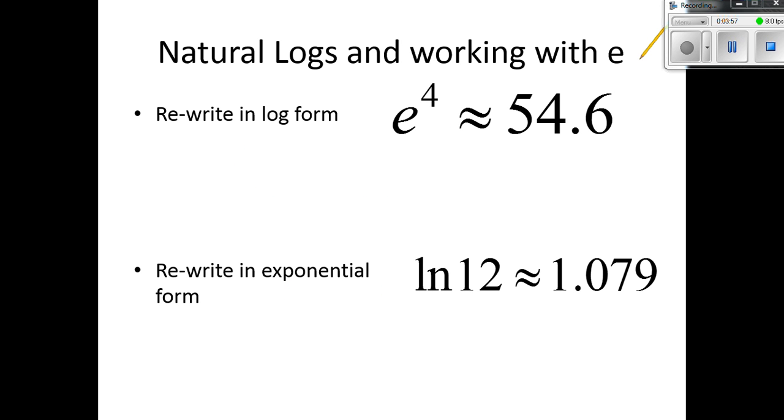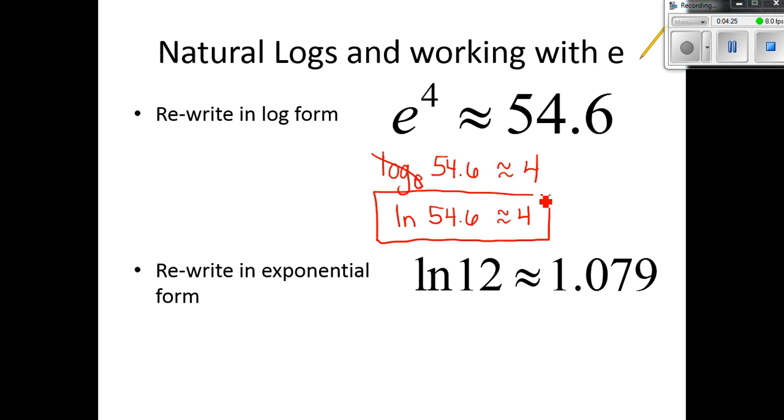All right, so natural logs and working with e, we've done rewriting in log form, we've done rewriting in exponential form, same thing. But now instead of writing log base e of 54.6 is approximately 4, we're going to say ln of 54.6 is approximately 4. So I'll never write log base e, I will write ln, okay? And if I have an ln, I should know that that means the same as log base e.